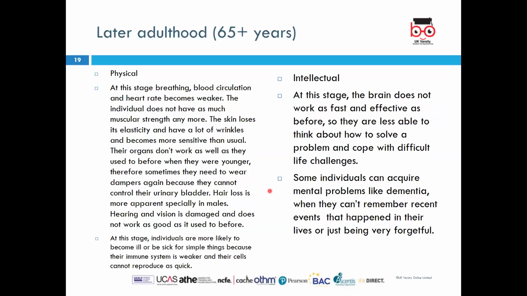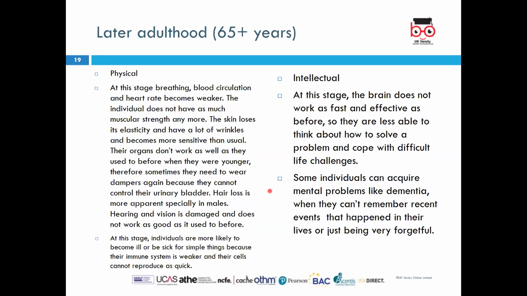Later adulthood, 65 and older years. So there's a lot of physical changes at this time. Intellectual changes will happen as well. At this stage, everything goes down, as we said. The skin is losing its elasticity.